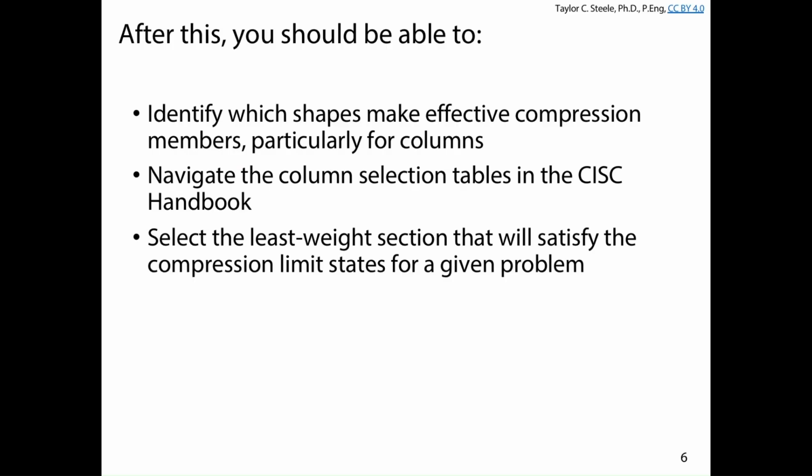Does anyone have their CISC handbook here with them this morning? The one day no one has it. I also don't. Do you have it? I might ask to borrow it in about 30 minutes or so.